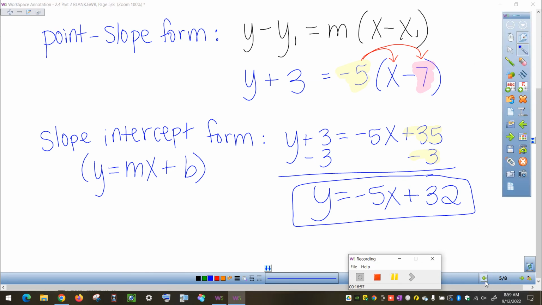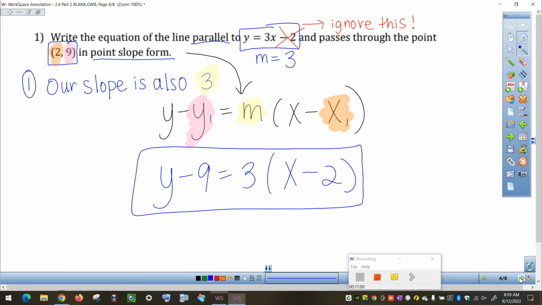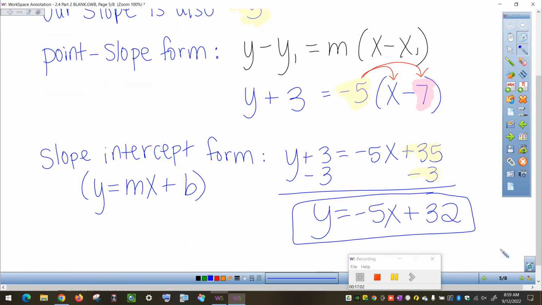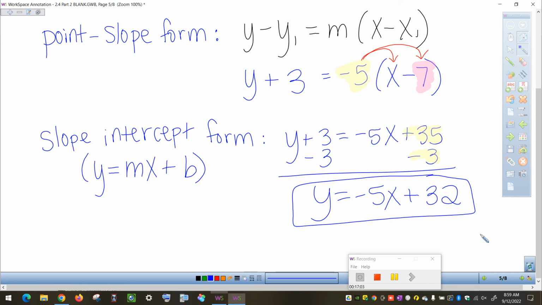So really the process that we followed on these two problems were really similar. It just was going that extra step to get slope-intercept form if the question asks us to do that. All right, so that's all parallel lines.